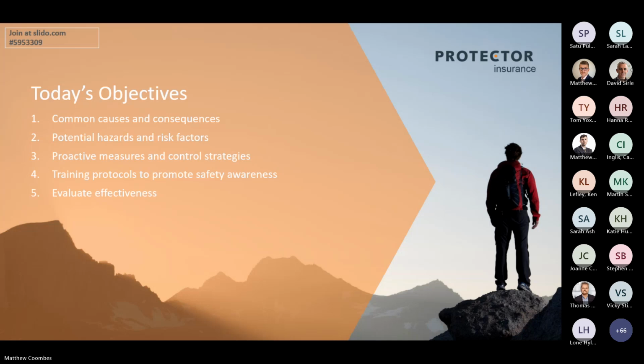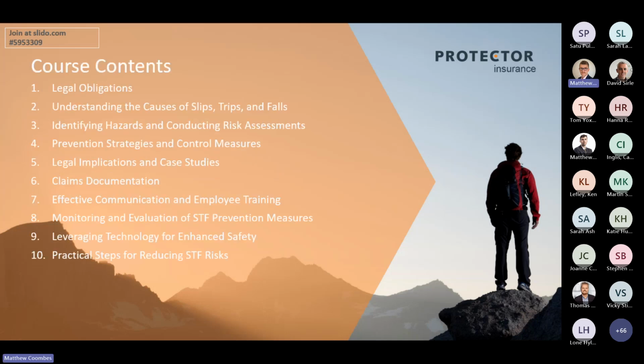Try and understand the common causes, identify hazards and conduct risk assessments, then on to prevention strategies and control measures. We're then going to look at two actual real-life case studies and their legal implications. Moving on to claims documentation and defensibility, and then effective communication and employee training, monitoring and evaluating the slips, trips and falls prevention measures employed, how we can leverage new technologies for enhanced safety, and then finally some practical steps for reducing slips, trips and fall risks.